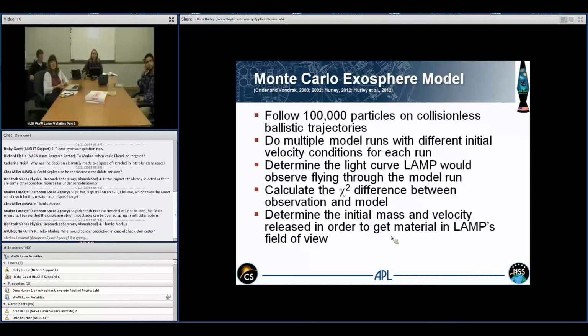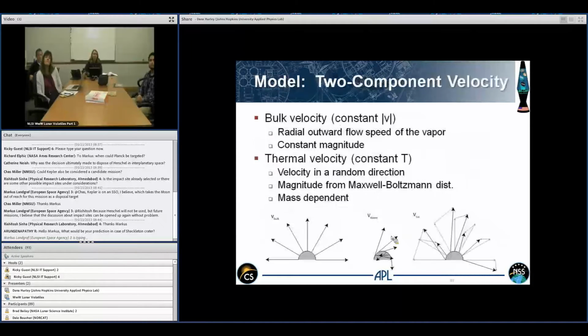Then we do multiple model runs with different initial velocities to try to determine what the velocity of the vapor plume was when it was released. We do that by flying through to determine what the light curve would be if LAMP was flying through the model, and then calculate the chi-square difference between the observations and the model, and we can get the velocity in the math.